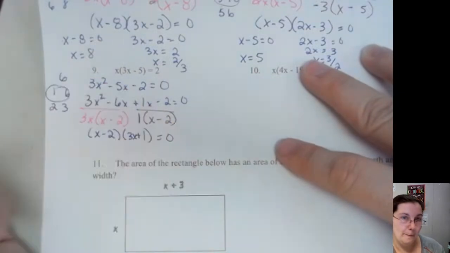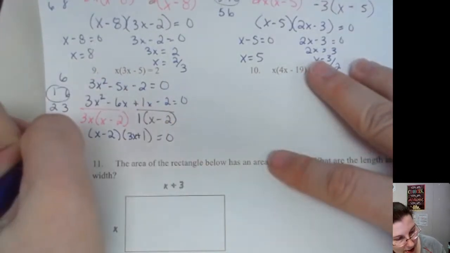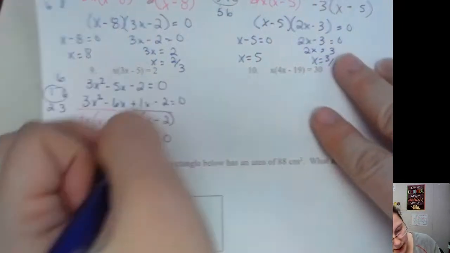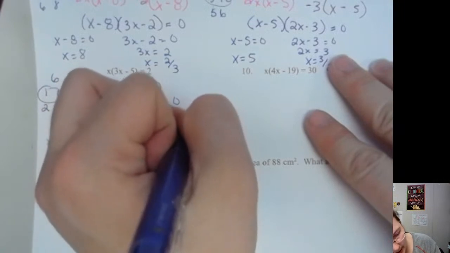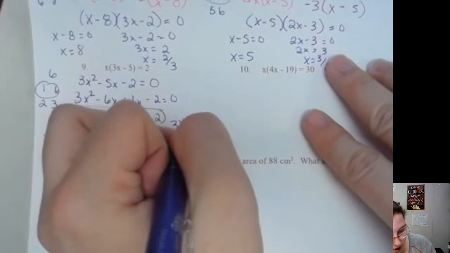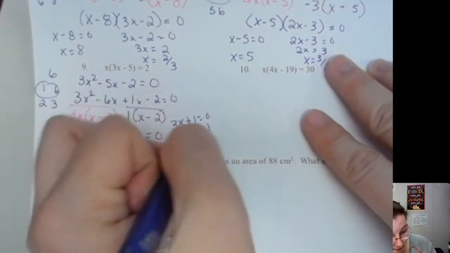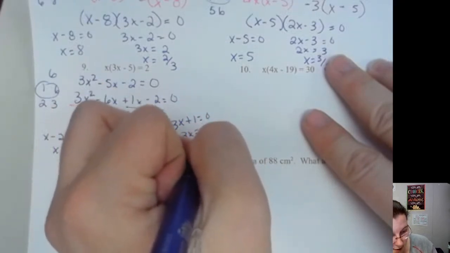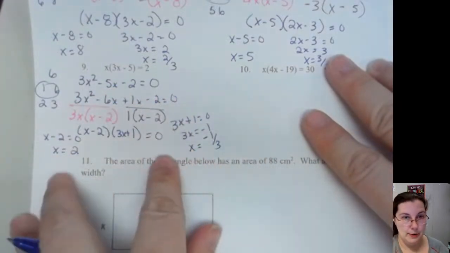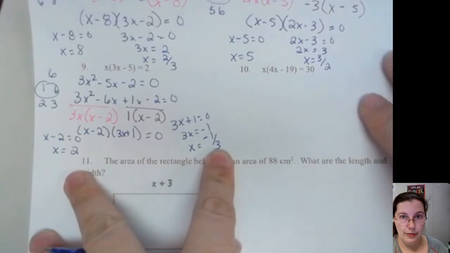So with x minus 2 equals 0, I know that x is going to equal 2. I'm going to take this 3x plus 1 over here, so 3x plus 1 equals 0. So that is going to leave me with 3x equals negative 1, which is going to give me x equals negative 1/3 for my answer. So there's my two answers, x equals 2, x equals negative 1/3.